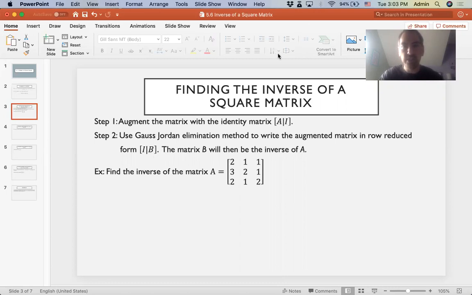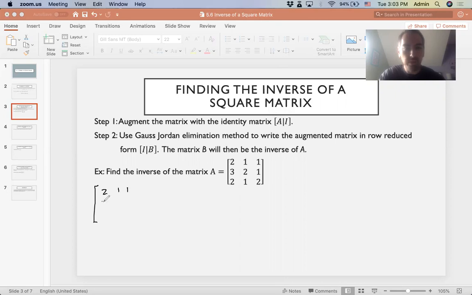All right, let's see how this is set up. So we have the example where we have a 3 by 3 square matrix, and we want to find the inverse of this matrix. So I will begin by augmenting this. So we're going to copy that matrix A. And then on the right-hand side of the vertical bar, we're going to have the identity matrix, this 3 by 3 identity matrix, where the ones are on the diagonal, everything else is zeros.